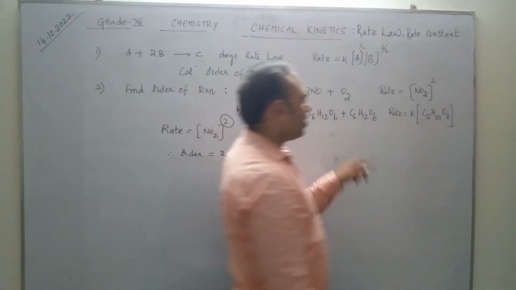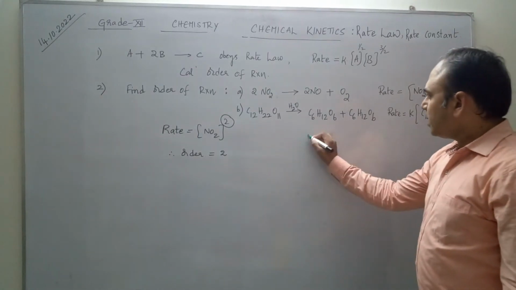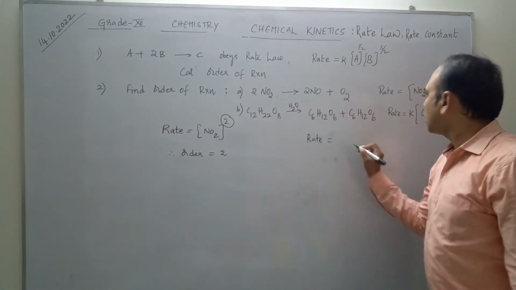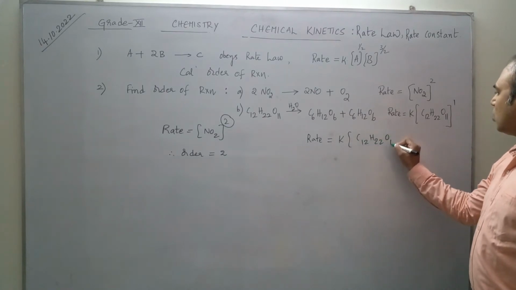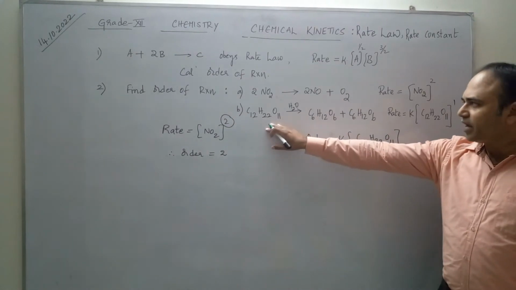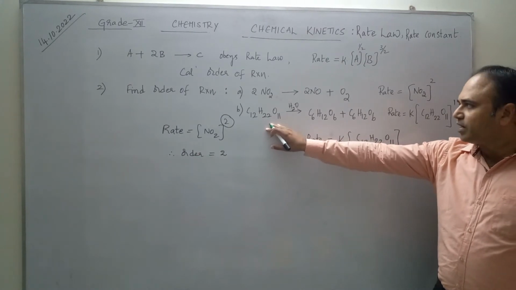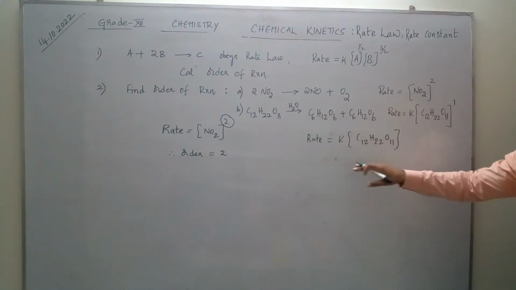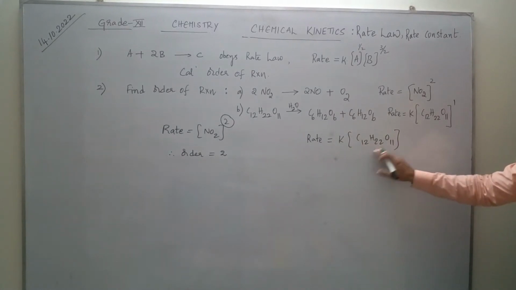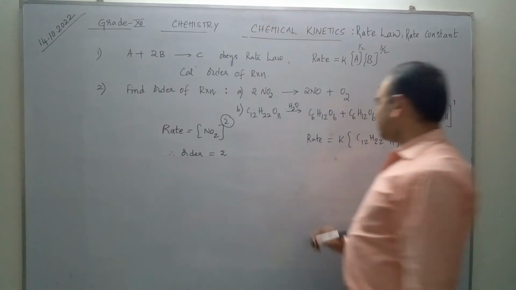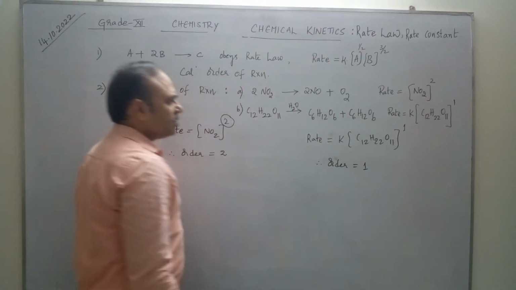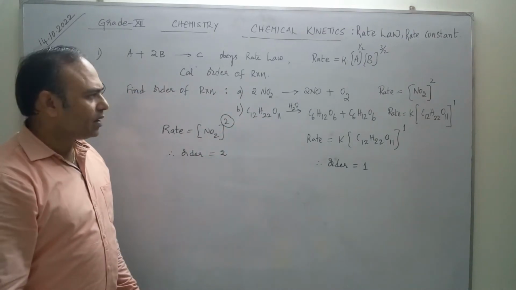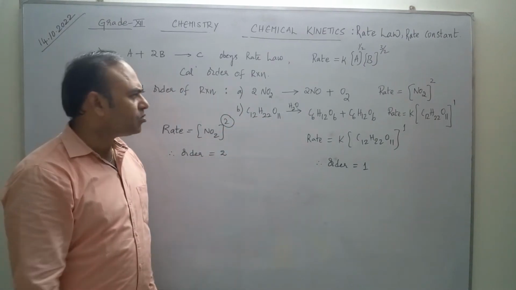Now for this they have given the rate is equal to k into C12H22O11. So the reaction is inversion of cane sugar, where you are converting sucrose into glucose plus fructose, the rate is equal to k into the concentration of sucrose to the power of 1. So very simple, here the order of reaction is equal to 1, and this is considered to be a first order reaction. Now let us move to the next question.